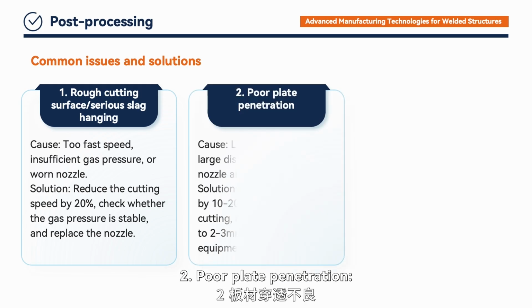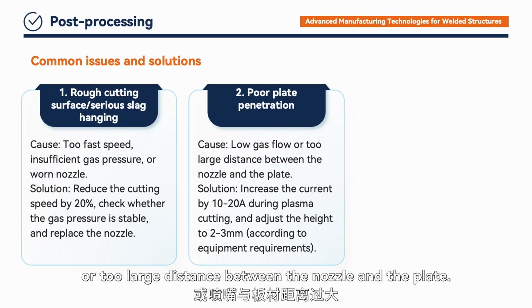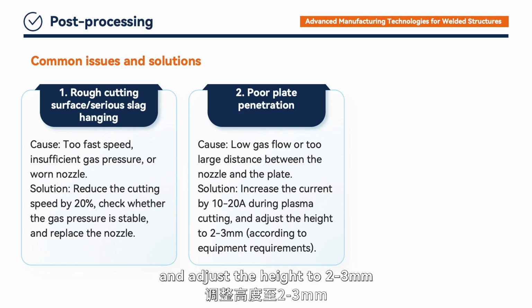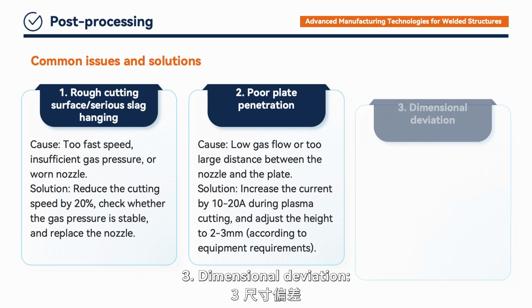2. Poor plate penetration. Cause: low gas flow or too large distance between the nozzle and the plate. Solution: increase the current by 10 to 20% during plasma cutting, and adjust the height to 2 to 3 millimeters, according to equipment requirements.